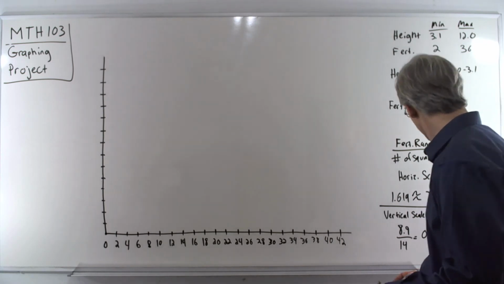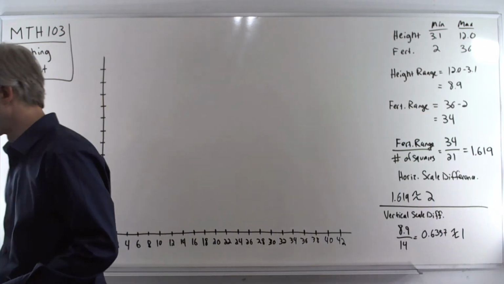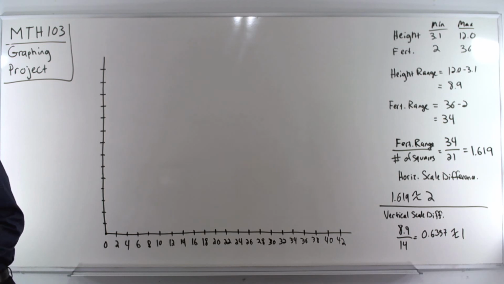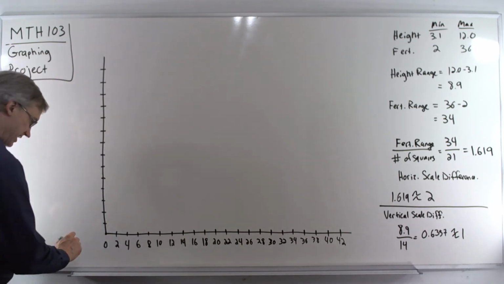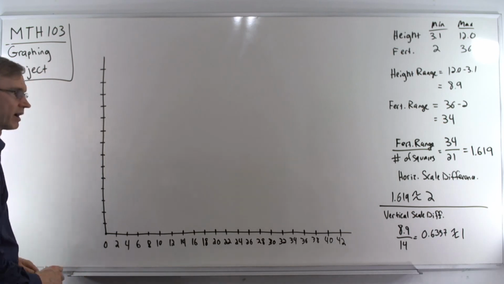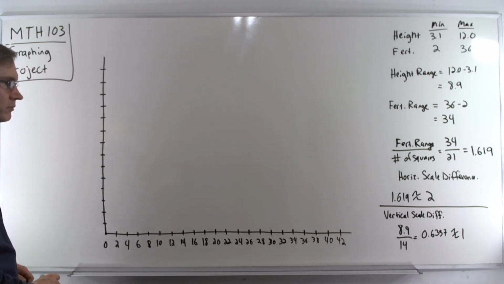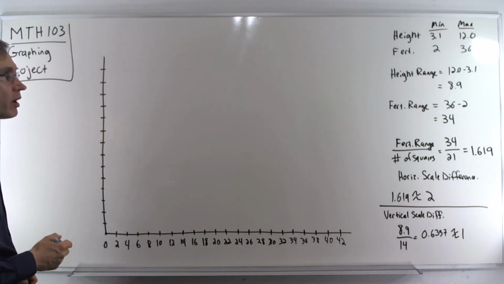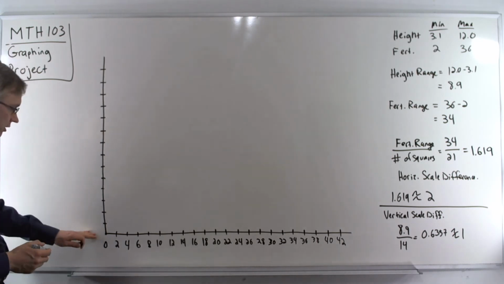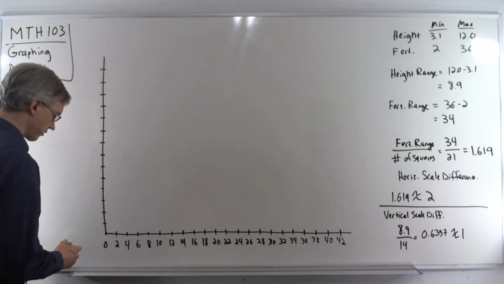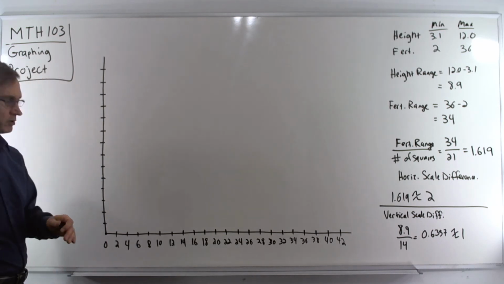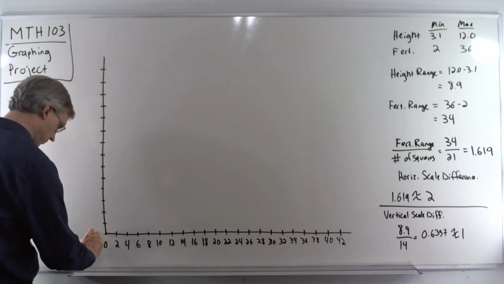So we get 0.6357. I'm going to go ahead and round that up to 1, nice round number. So we get a nice looking graph here. Lowest value is 3.1. So we could start here at 3. But since we're so close to 0, I'm going to go ahead and make it 0. If you're not close to 0, don't make this lowest value 0.